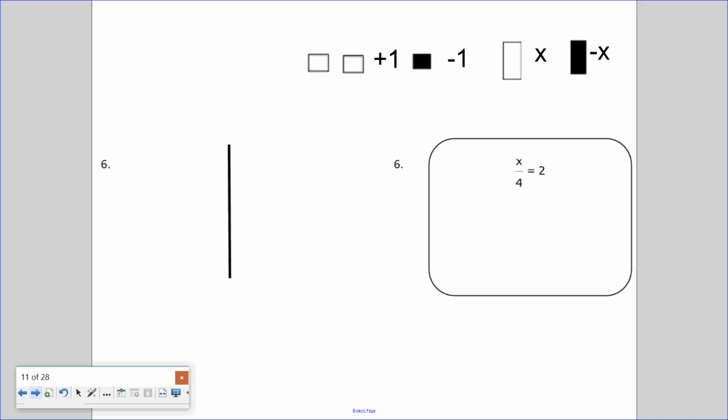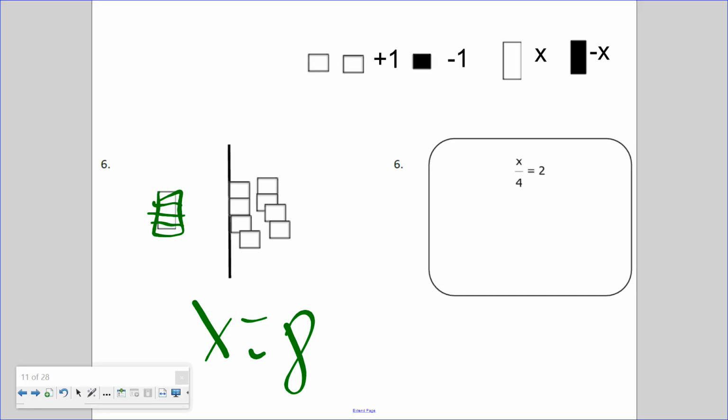Next one. You have x divided into fourths, and each fourth is equal to 2. So what will a full x be? This fourth is 2, this fourth is 2, this fourth is 2. So a full x will equal 8.